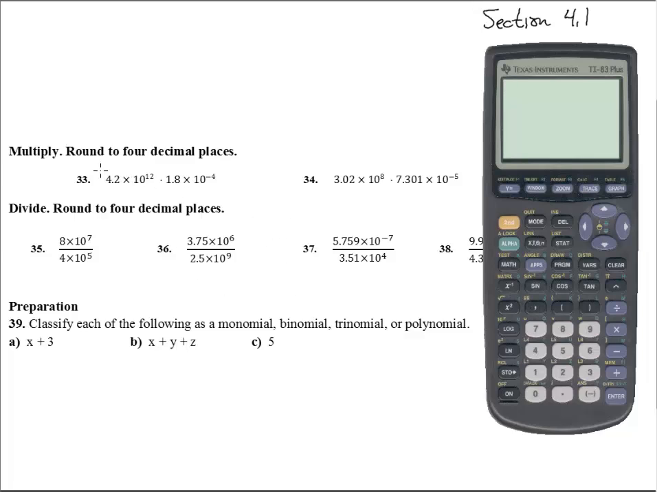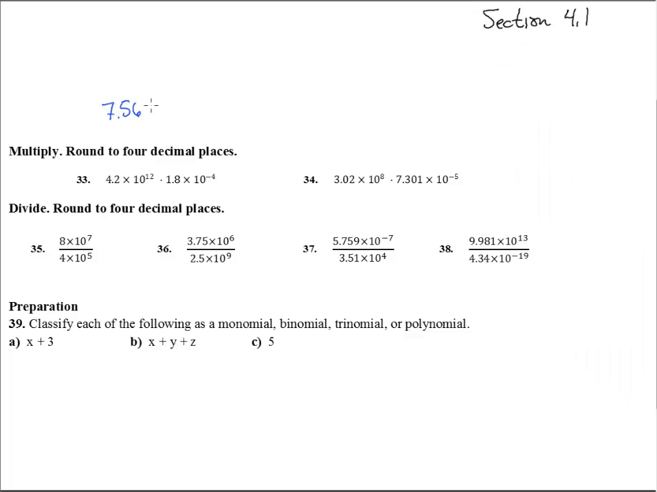So multiply. Here we have 4.2 times 10 to the 12th times 1.8 times 10 to the negative 4. First, let's do it sort of by hand. Just take the 4.2 times the 1.8, and we get 7.56. So this is going to be 7.56 times 10 to the, now remember, when we're multiplying these things, these exponents add. So this should be to the 8th power.